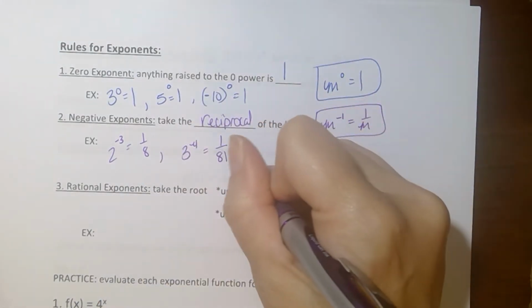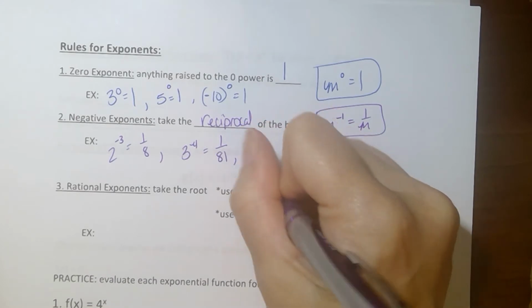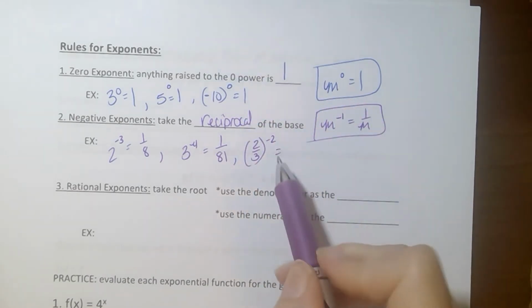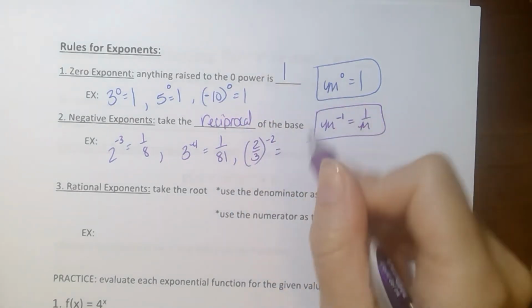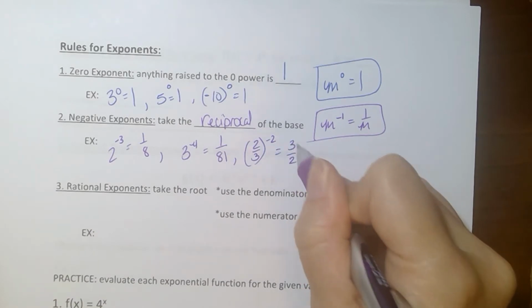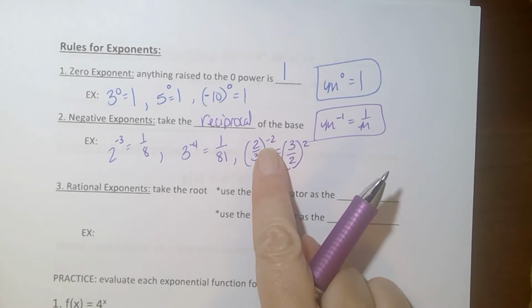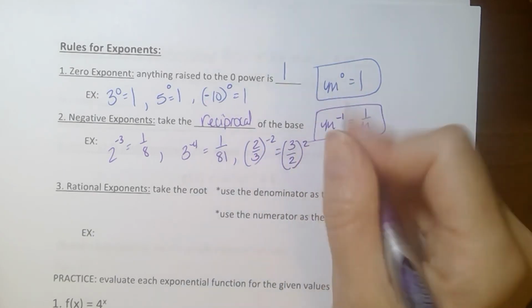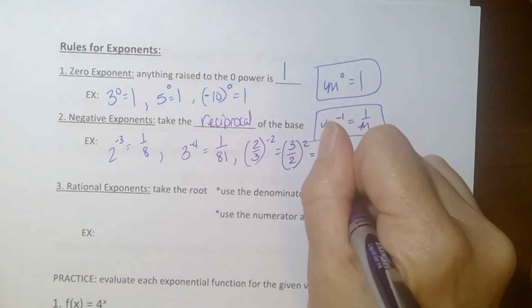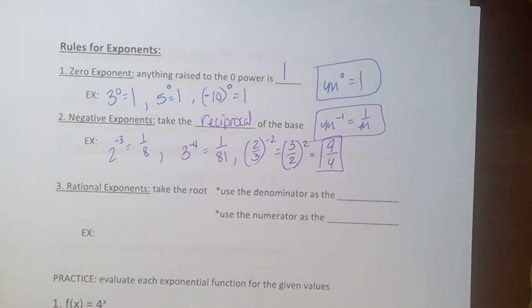What if I gave you 2/3 to the negative 2? Well, I have to flip this and take the reciprocal of the base. So the base is 3/2 now. I still have an exponent. My exponent is no longer negative, now it's positive, but I still need to square both the numerator and the denominator. So the exponent doesn't go away when I take the reciprocal, it just becomes positive.